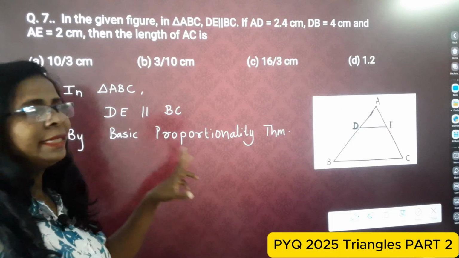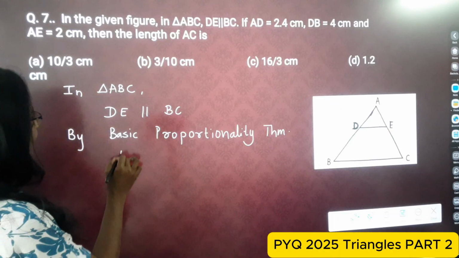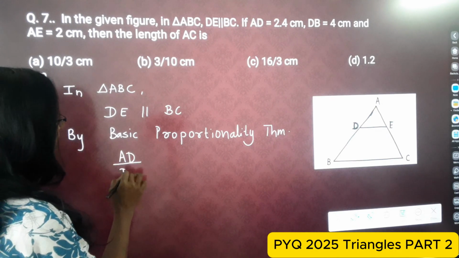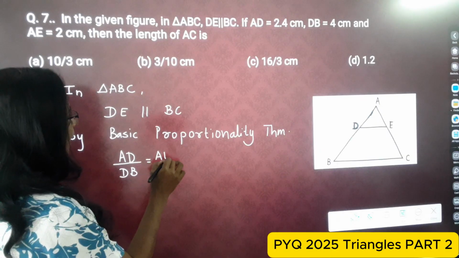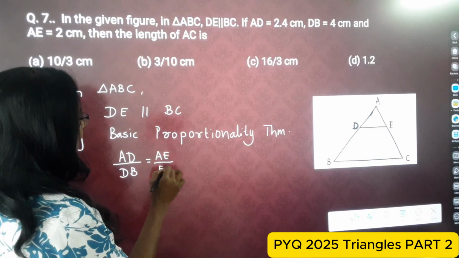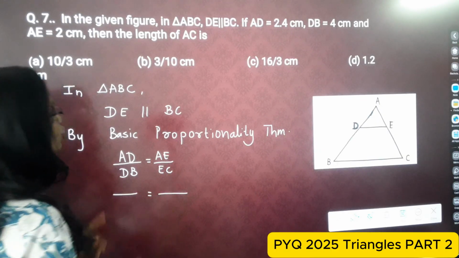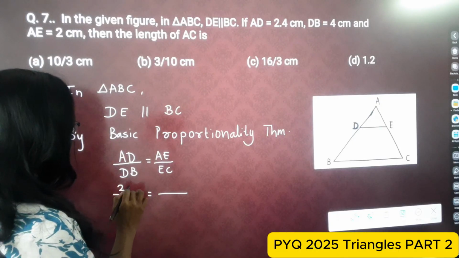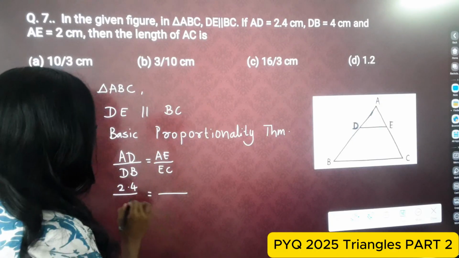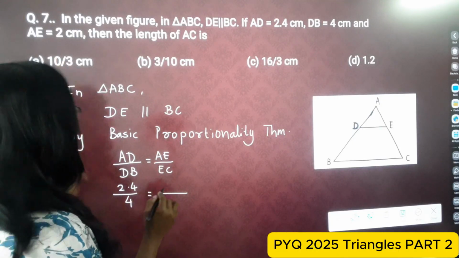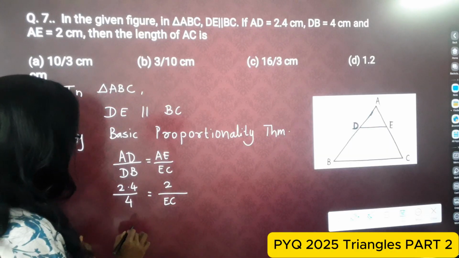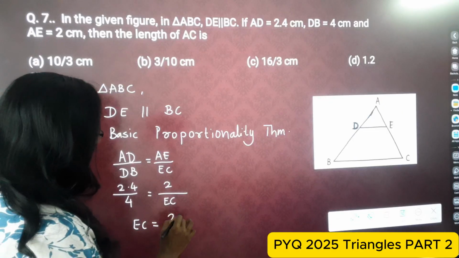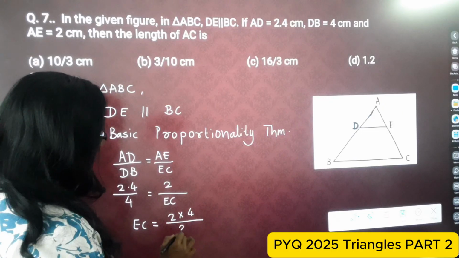So by BPT, we get the ratio AD upon DB is equal to AE upon EC. Now substitute the values. AD is 2.4, DB is 4 centimeter and AE is 2, and here EC. Then first we calculate EC. So by cross multiplication we have 2 multiplied by 4 divided by 2.4.